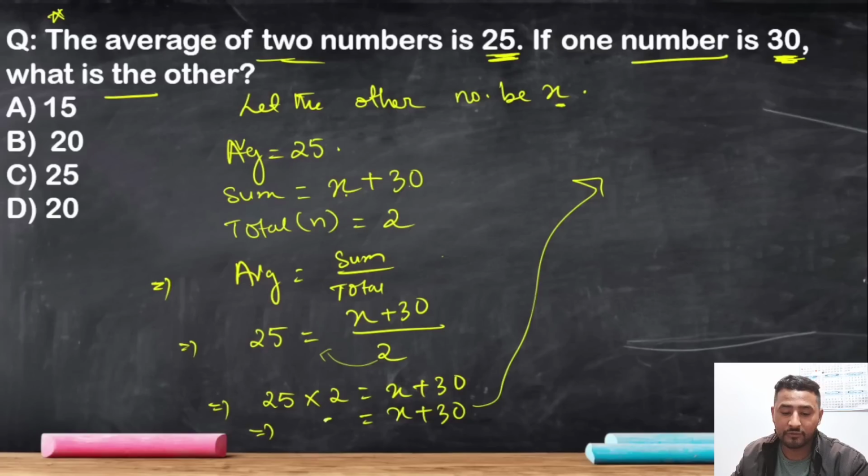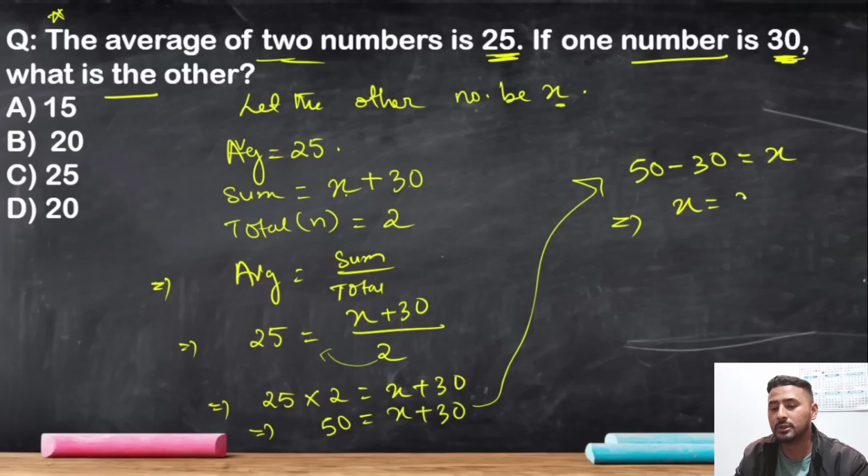This is 50. 25 into 2 is 50. Now you bring this 30 to the other side, you get how much? 50 minus 30, because it was plus 30, right? It will come to the left hand side and become minus. So you get how much? X will be equal to 20.